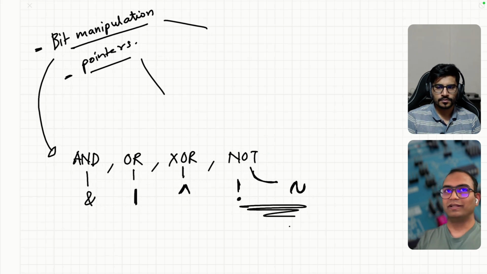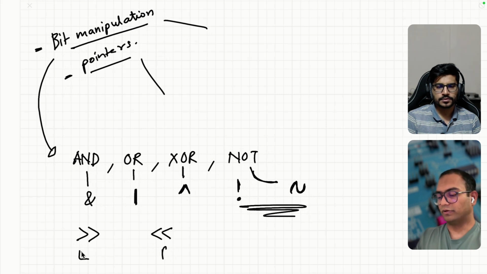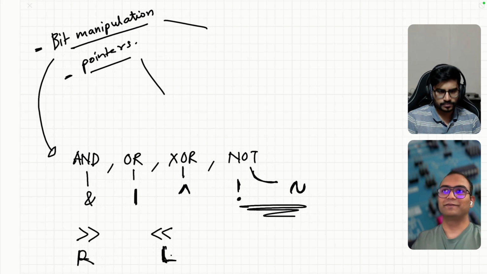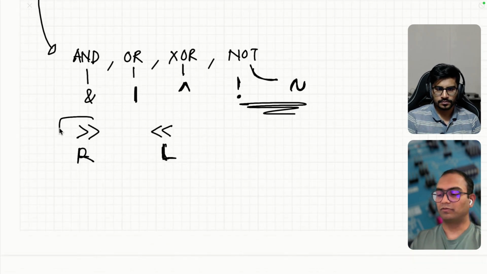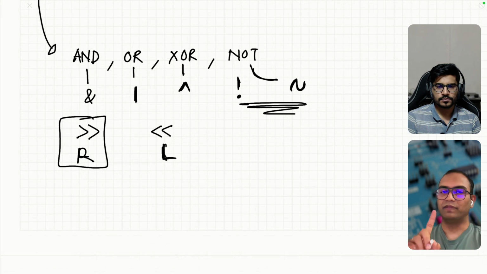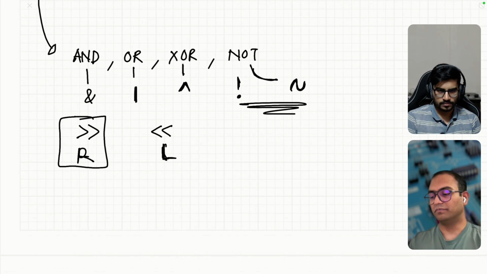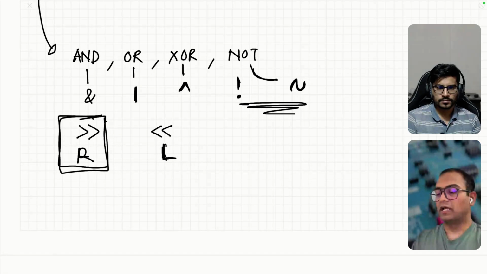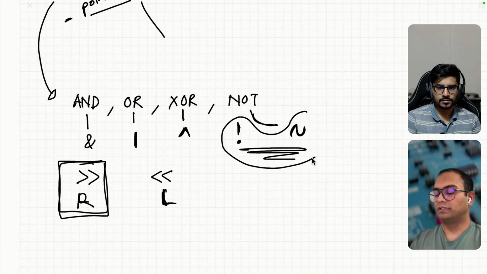But Mohammed, do you want to add anything to the bit manipulation part? Maybe the shift operations, the shift operators. Yes. So there is right shift, and then there is left shift. There is something special about the right shift, and that is something which is covered in detail in the playlist on bit manipulation. But first, let's talk about these two.